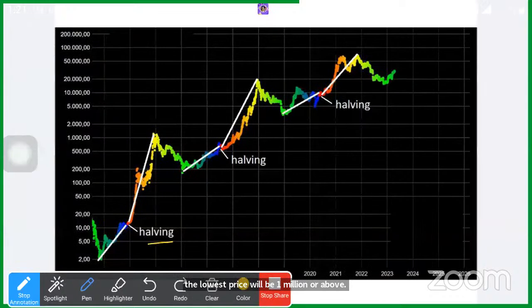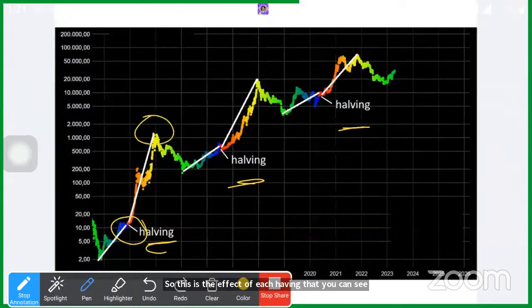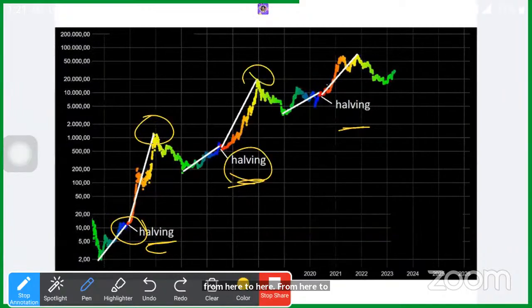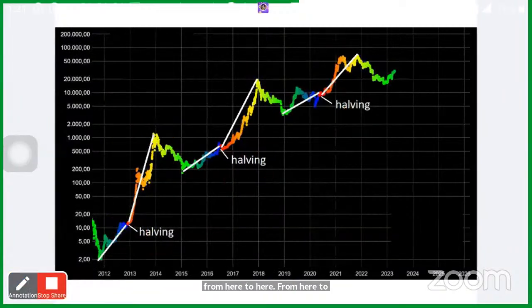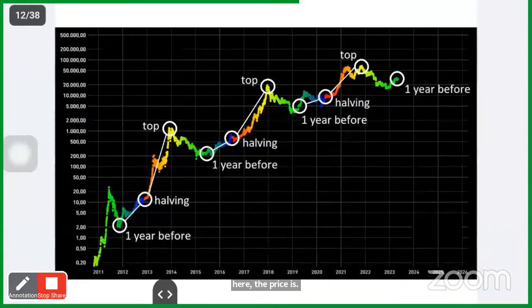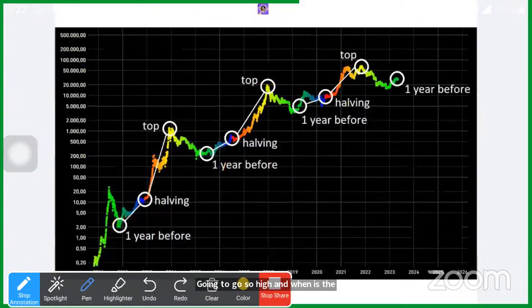So this is the effect of each halving that you can see from here to here, from here to here, and from here to here. The price is going to go so high. And when is the best time to buy Bitcoin? The best time to buy Bitcoin is 1 year before the halving.